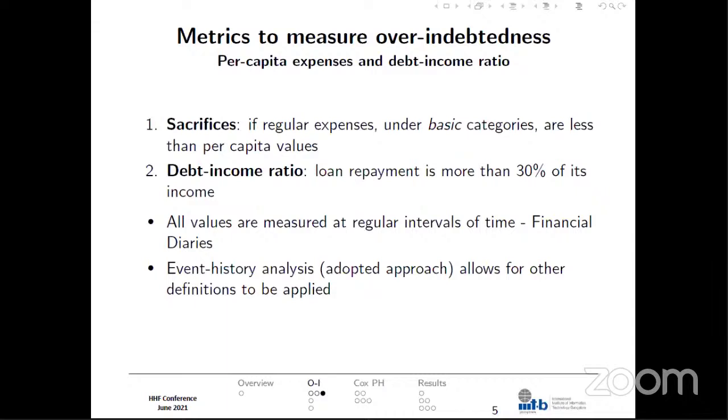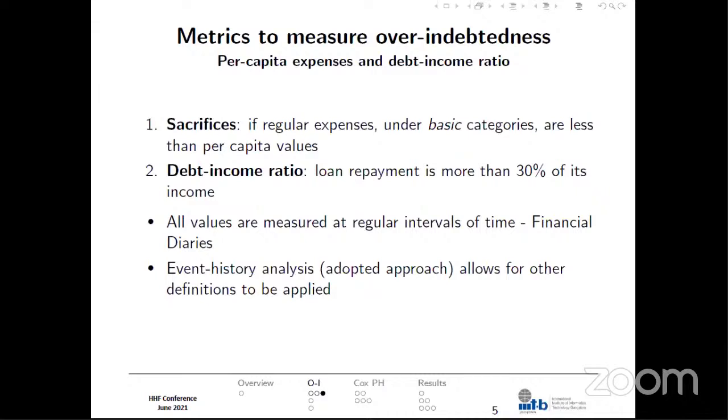What I would like to stress here is that the approach that we have followed, which is event history analysis, allows for these definitions to be tweaked in its application in order to characterize households that become over-indebted. So if 30% is maybe too liberal, and 10% or 20% is something that is recommended, then the definitions can be easily changed, but the basic methodology continues to remain the same.